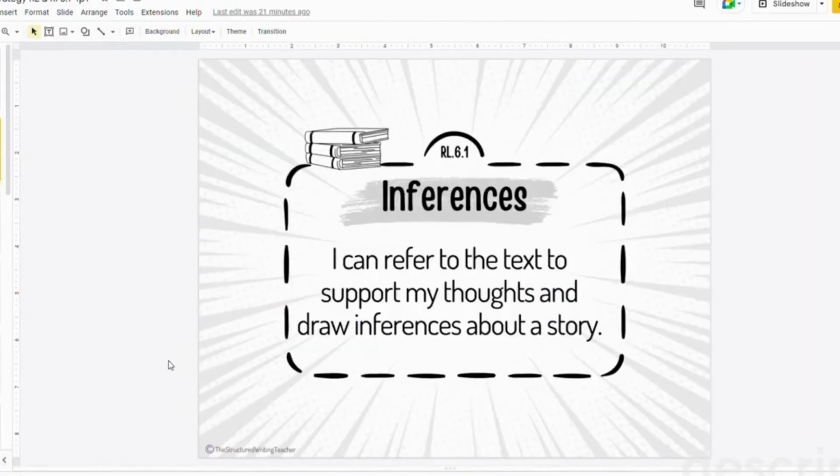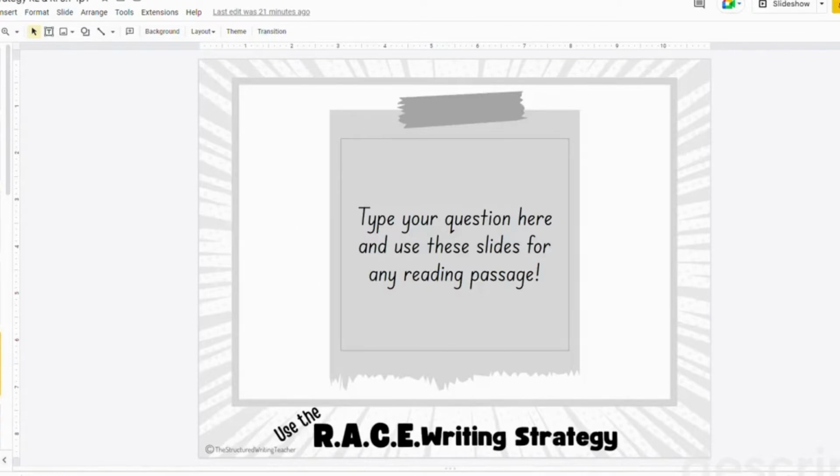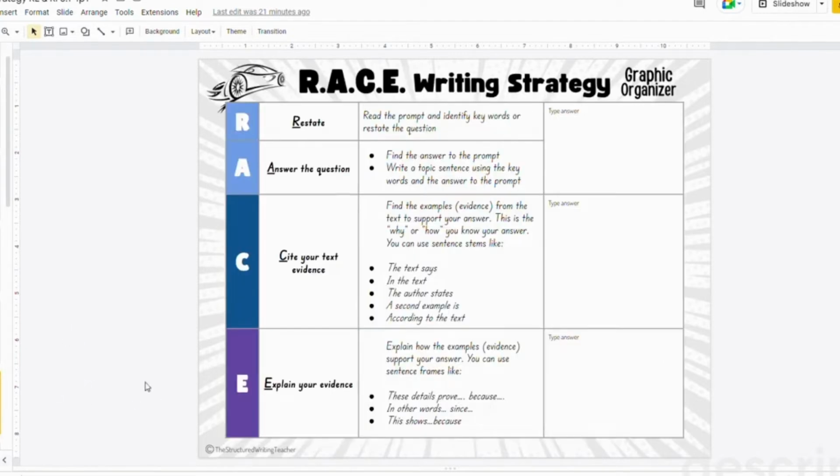So here's how I teach the RACE strategy. I start with the standard, and then I put in a question. These are sort of generic slides that I have for any type of question. I'll add in the question here and then give them their graphic organizer. And it looks like this. I've taken the R and the A, restate and answer, and I merged these cells over here so that it's just one sentence. Then they cite their evidence, quoting from it, and then explain why they picked that.